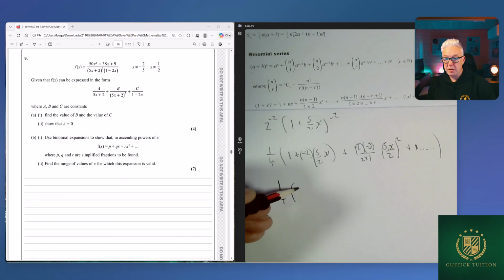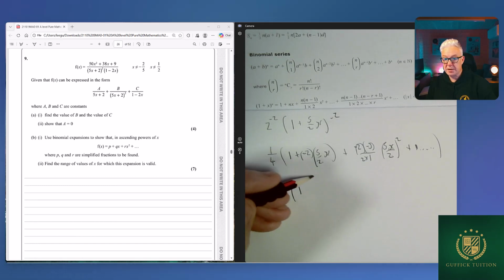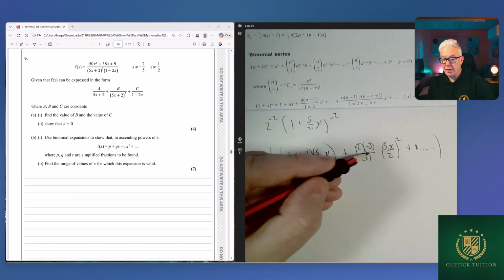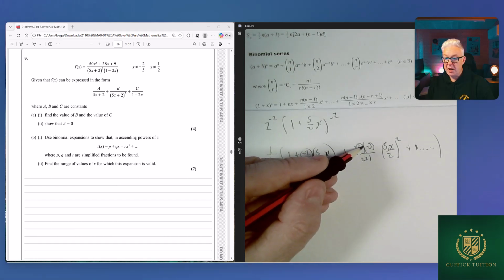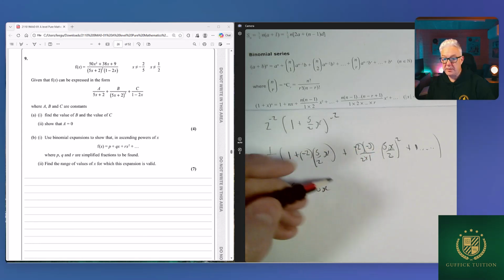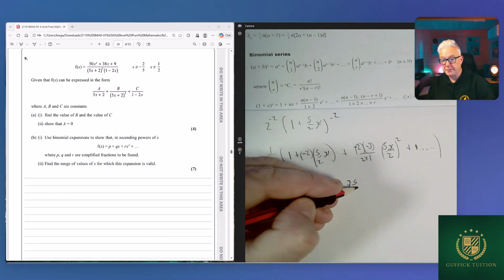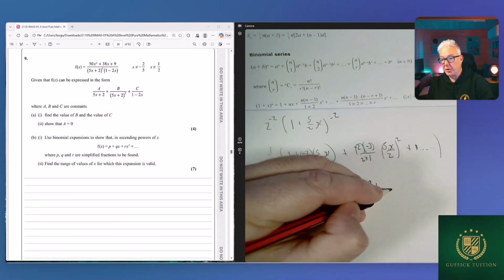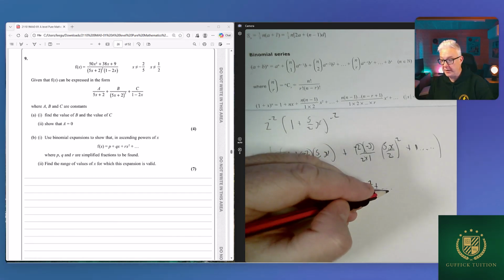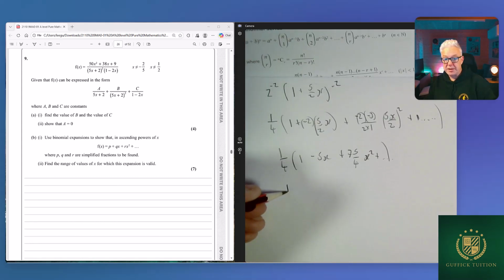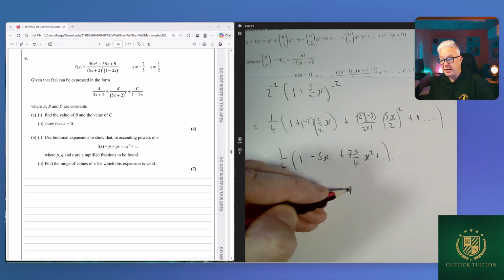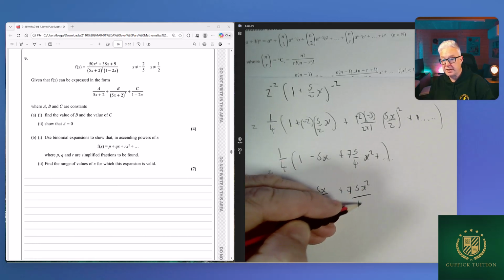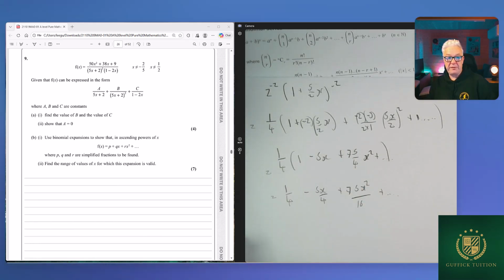When we work this out, what's this going to go to? It's going to go to 1 minus 5x, and then all of this, when we work this out, is going to go to 2 times 3, which is going to be 6. 6 divided by 2 is going to be 3. 3 times by 25 is going to be 75, so it's going to be plus 75 over 4 x squared plus dot dot dot. So that's our first expression done there. We can expand that now, so that gives us 1/4 minus 5x over 4 plus 75x squared over 16 plus dot dot dot. So that's our first term done.